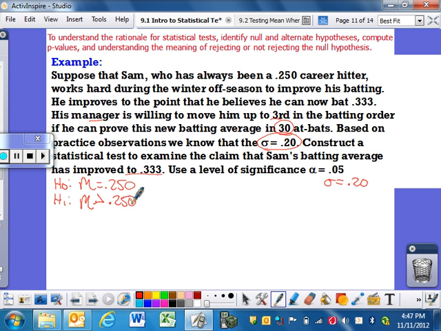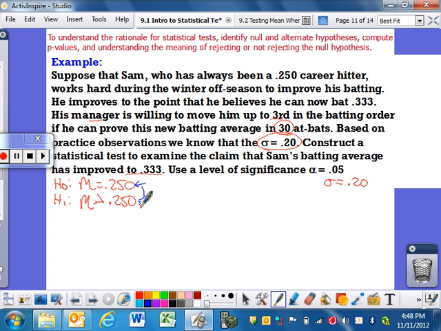You do not need to state anything about the .333 in your null or alternate hypothesis. He's just claiming that he's going to go up, and he just randomly, arbitrarily picked this number. We do not need to even use that number in our null and alternate hypothesis. Your null hypothesis will be the number that he always was, and then in your alternate you're either going to be greater than, less than, or different from the null. We don't have to statistically prove that he actually got to .333.